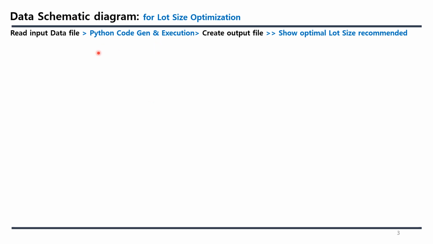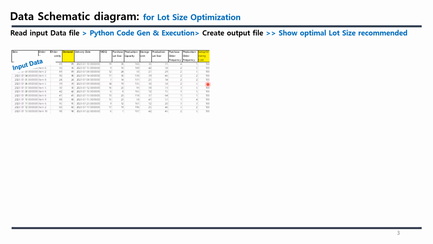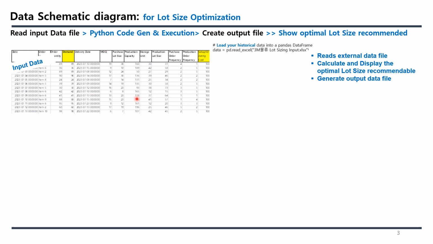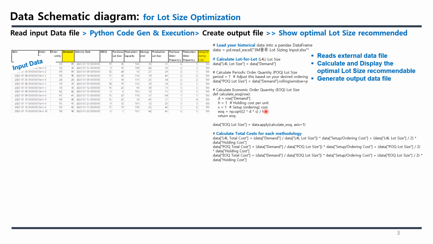So the process is like this: read external files, generate the Python code, create an output file, and finally show the optimal lot size recommended. This is an input file. Actually, this input file has also been generated through prompts, no code. After generating the input file, we read it first, and then continue calculating the lot size for each methodology like lot for lot, POQ, and EOQ.